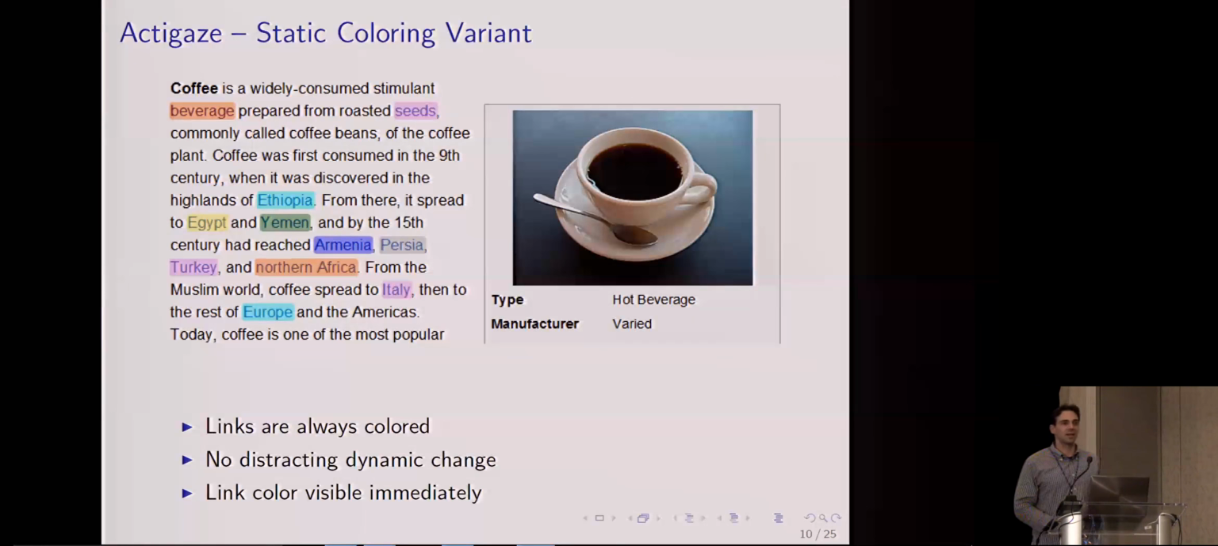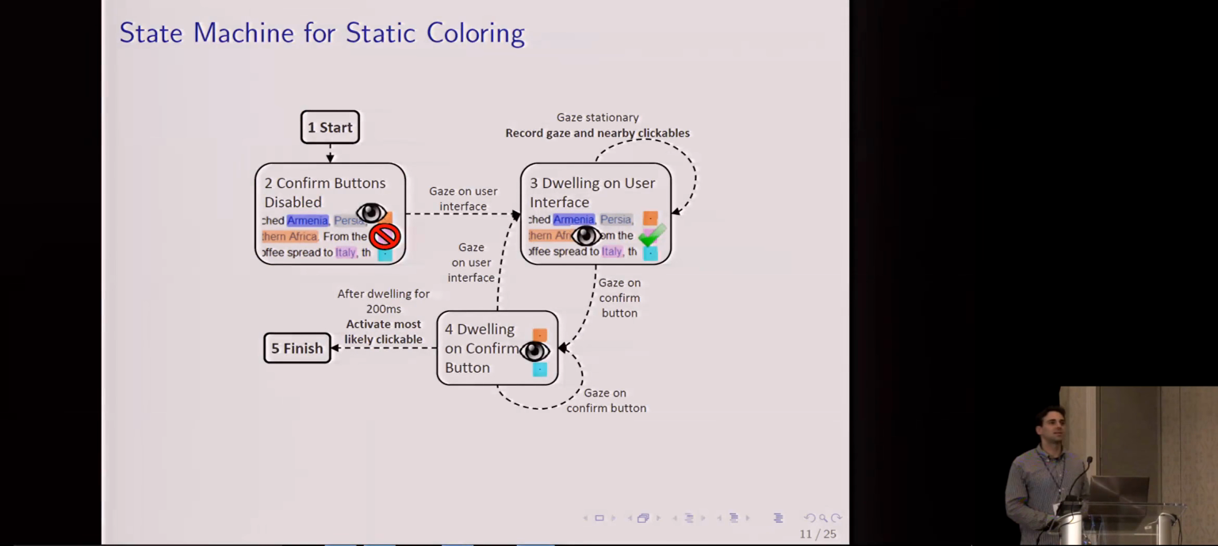So now the second variant simply takes the approach: why not leave the colors on? It can be a bit distracting if you have colors popping up all the time around your gaze. So why not just color all the links right from the start and then basically do the same? Again, you look at the target and then you look at the corresponding confirm button. This also has the advantage that you immediately see which color a target has. So you don't have to dwell and then see the color and then confirm, but you immediately see the color. So there's potentially a speed up there. And interestingly, this also very much simplifies the state machine of the approach.